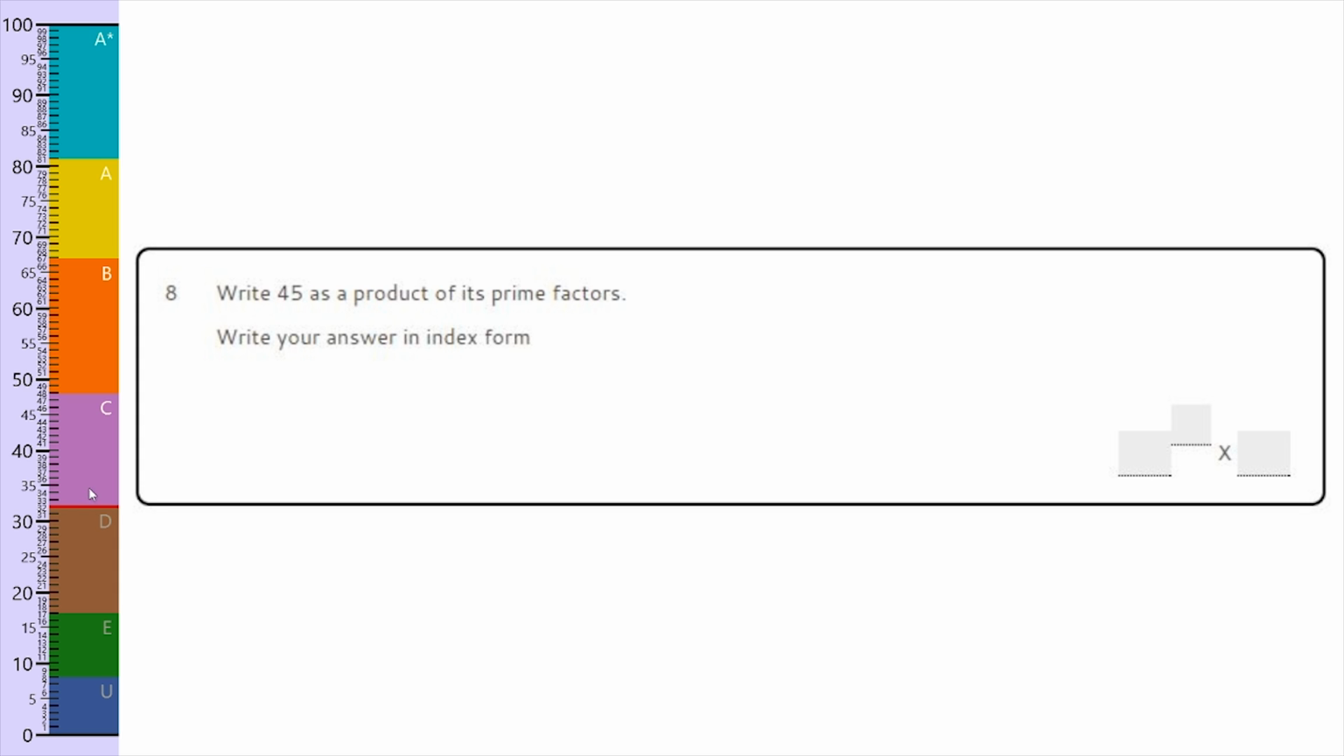Okay, so you can see here that if we get this right, we'll get a C grade on this predicted paper. So let's have a look. 45 product of prime factors. So the first thing I do is draw 45 and do two little things coming out of it. I've got to work out two numbers that times together to make 45.